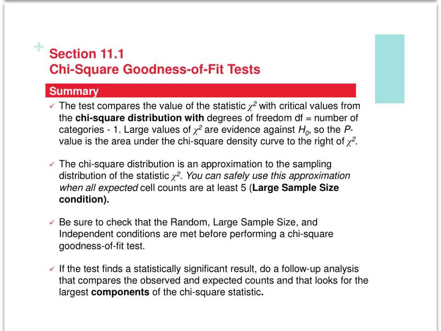The things that need to be met are that we need to make sure we have a large sample size. That's kind of the new condition to you, and then random and independent. Those are the two main things. Large sample size means expected counts are at least 5. Again, it's expected counts. If the test finds a statistically significant result, you may do follow-up analysis and figure out which has the largest component and would contribute the most to the chi-squared test statistic.